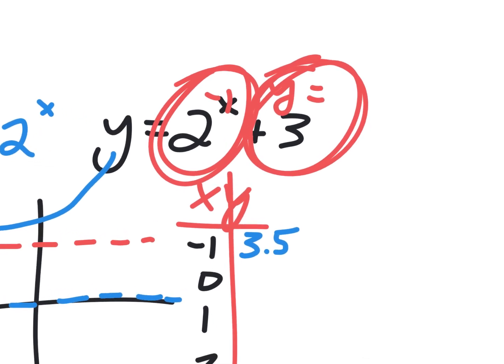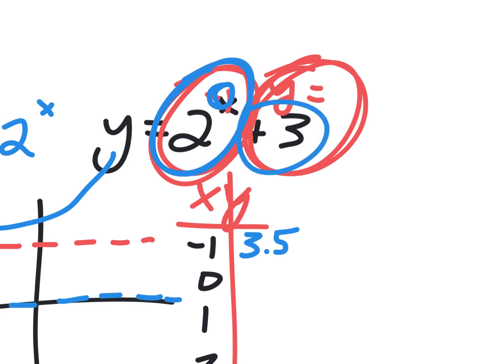Nolan, when you put in a 0 right here, what do you get for this part? 1. Plus 3? 4. 0, 4. Michaela, we're putting in a 1 right here. What's 2 to the 1? 2. Plus the 3. 1, 5.